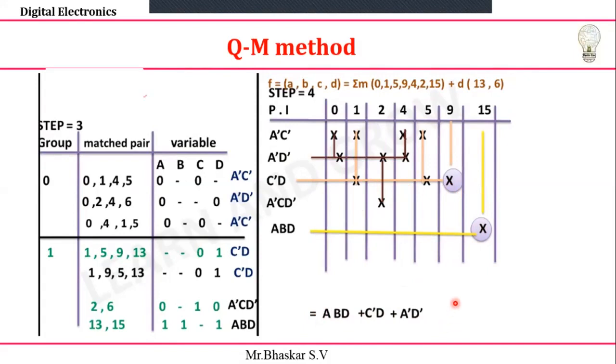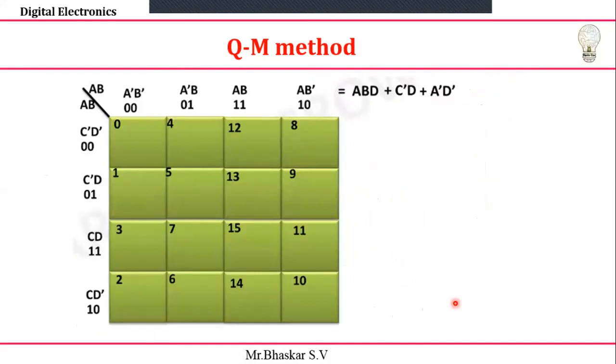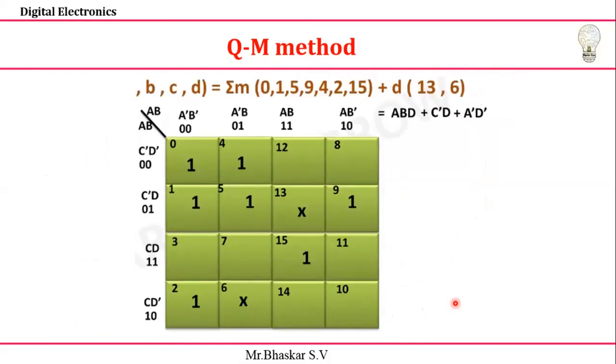Whether it is correct or not, I need to verify, right? If you want to verify it, look at the K-map method. So I'm going to use the K-map method to verify this. You just need to enter the values here. I'm going to take 0, 1, 5, 9, 2 and just make them 1, 1, 1.